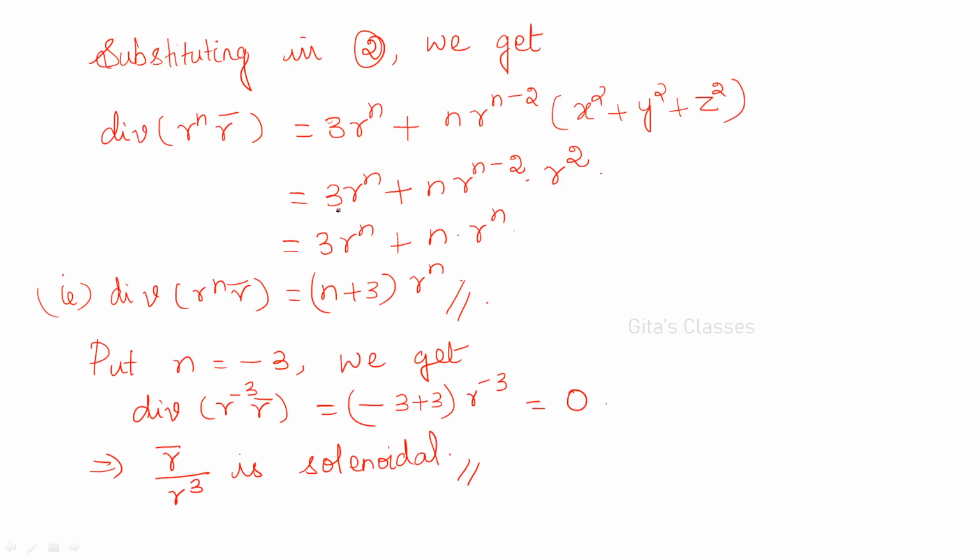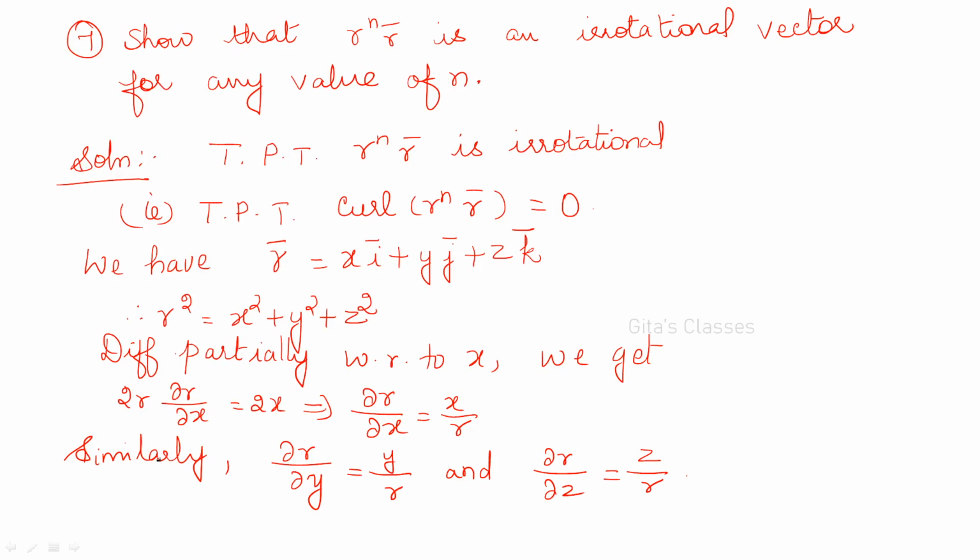For what value of n will it be solenoidal? n is equal to minus 3, it will become solenoidal. If you substitute n equal to minus 3, we get r^(-3) into r vector, that is, r vector divided by r cube, is solenoidal. Sometimes they will ask you to prove like this, sometimes they will ask for what value of n it will become solenoidal. So n is equal to minus 3, the divergence will become 0.